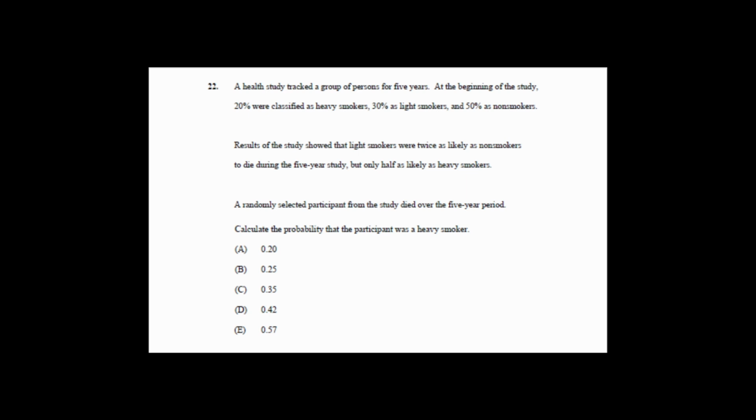A health study tracked a group of persons for 5 years. At the beginning of the study, 20% were classified as heavy smokers, 30% as light smokers, and 50% as non-smokers. Results of the study showed that light smokers were twice as likely as non-smokers to die during the 5-year study, but only half as likely as heavy smokers.